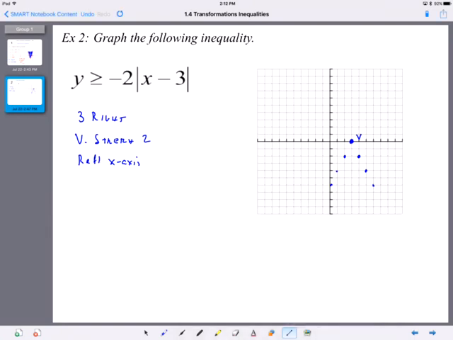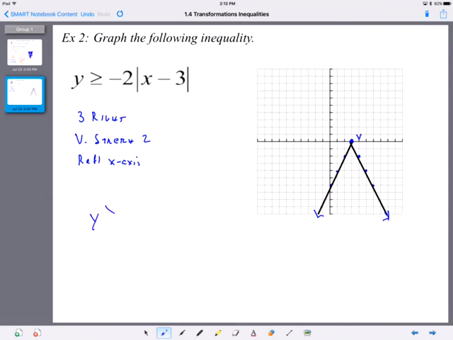That'll work, I guess. And it is solid. So we do have a solid line. Put some arrows on it. And then now where do we shade?